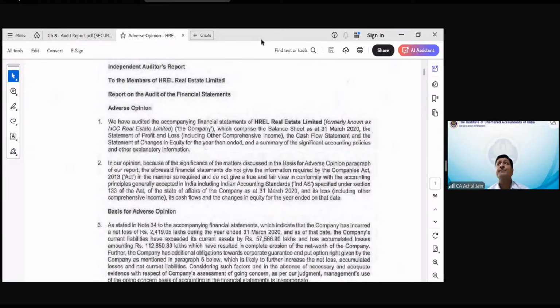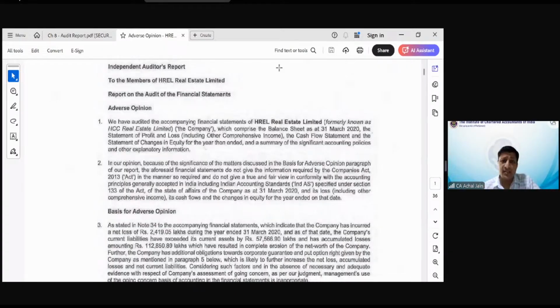Yes, Shreya, because if you go back to our table, remember the table we discussed? In that table, we discussed that whether you receive information or not, in both the cases, if the impact is material but not pervasive, then what will be the opinion? Remember? Yeah, got it? Very good. Okay, so now let's look at the language of the adverse opinion.